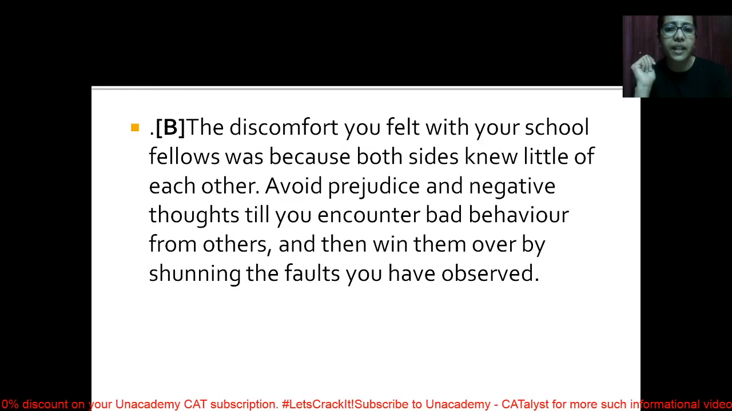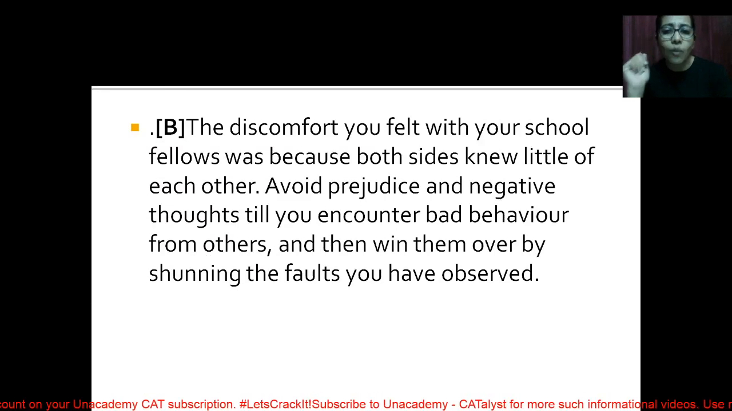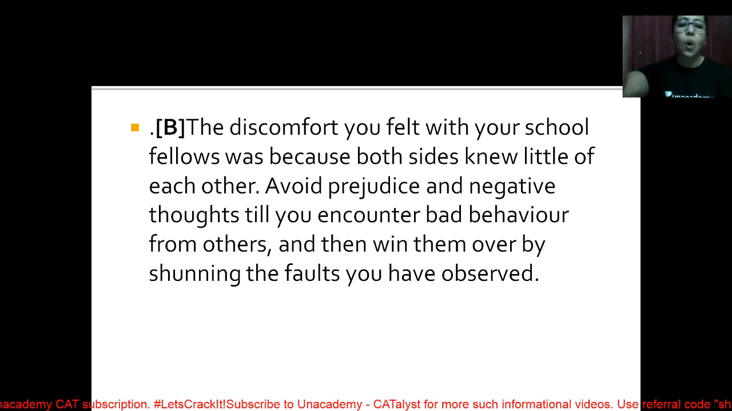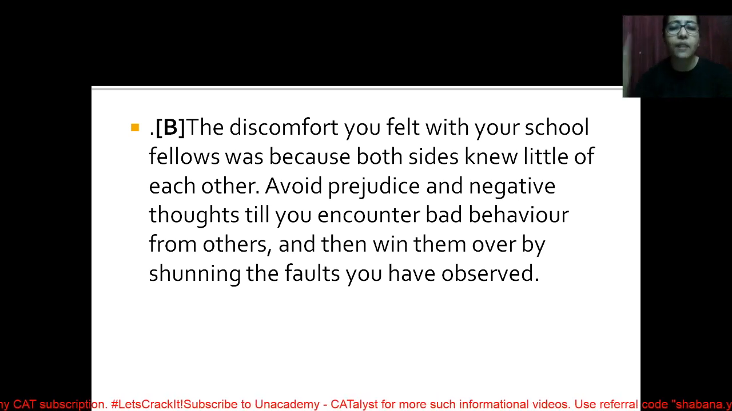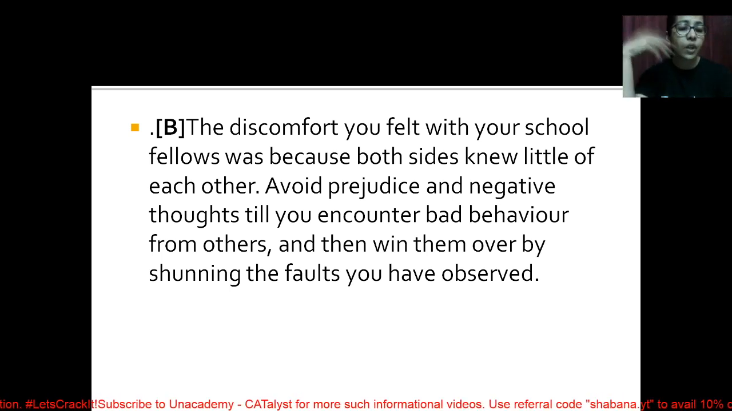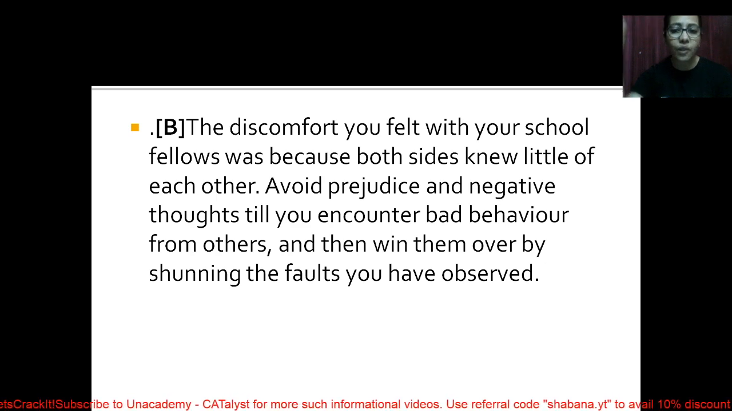B check kariye. The discomfort, something. Avoid prejudice and negative thoughts till you encounter and then win them over by avoiding the faults you have observed. A se zyada strong B hai. Total positive hona hai. Fine.